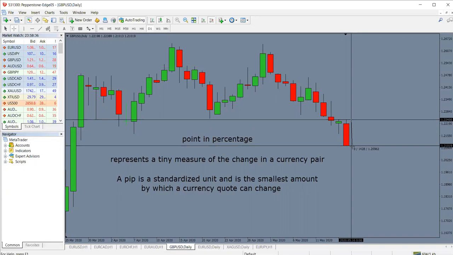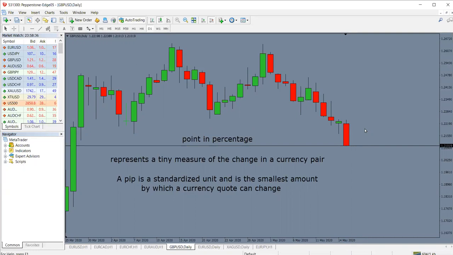So if there's a 5th decimal place, usually we'll ignore the last decimal place. That will read up to about 143 pips. You can see mine has a 5th decimal, and usually we ignore the 5th one.